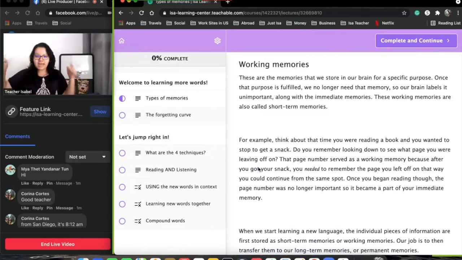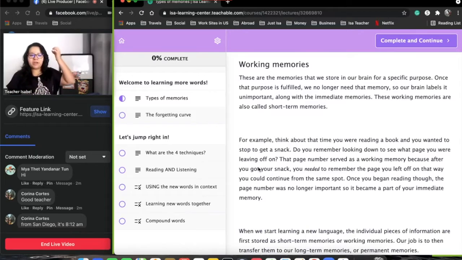You go get your snack. Your short term memory is thinking, I need to remember page 101 in order to go back to the book and open that book and start at the same spot where I stopped. So you go get your snack, you come back, you open the page at 101, and you start reading. As you continue reading, your brain says, oh, we don't need to remember page 101 anymore. We're already on page 102 and 103.